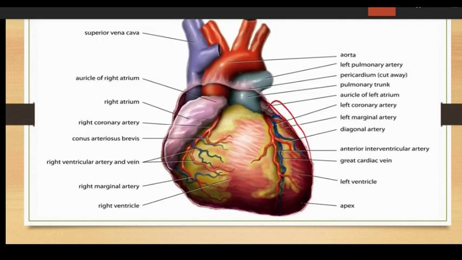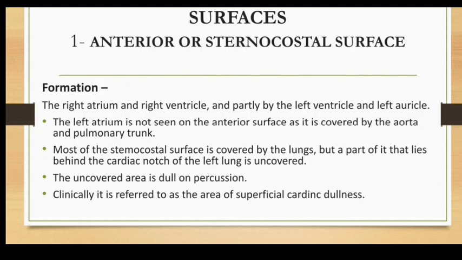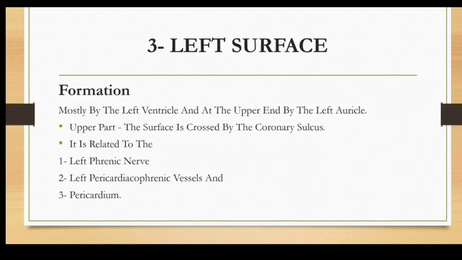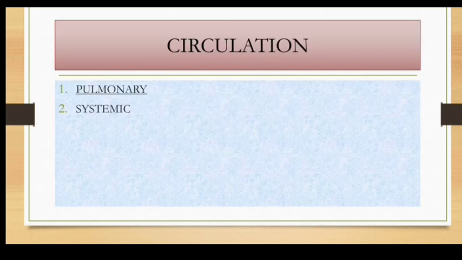Now the left surface, which is formed by the left ventricle, and the upper part, this portion, is known as the auricle. So the upper part is formed by the auricle and the lower part is formed by the left ventricle, right? And here it is related to the left phrenic nerve, left pericardiophrenic vessels, and the pericardium, right? So these are the surfaces. First one is known as pulmonary, and second is known as systemic. Yes, you can say systemic and pulmonary.